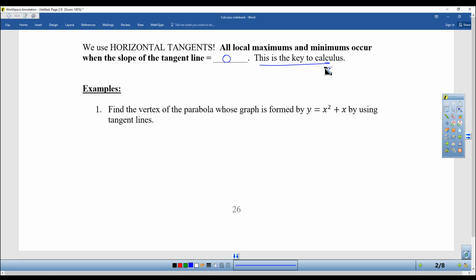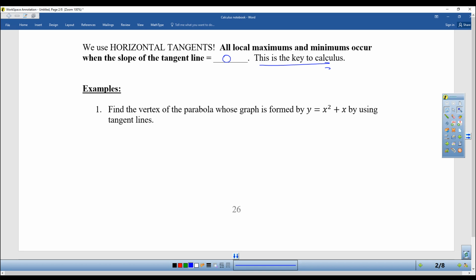And this truly is going to be the key to calculus. It's going to be the whole crux of what we do, including all of our word application problems. So I know I've been harping on you about setting equal to 0 and factoring, but this is why. This is what's going to happen.